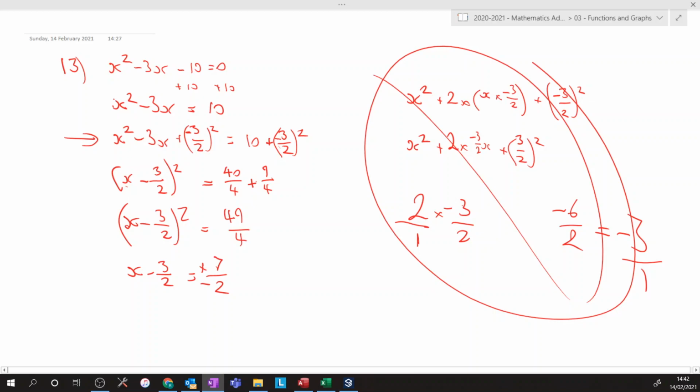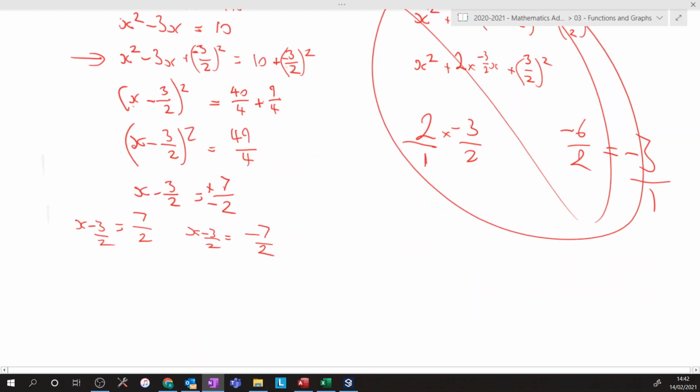Remember, this is a quadratic. Its degree is 2, which means you've got a potential for up to 2 answers. So now we do both versions. We've got x minus 3 on 2 equals 7 on 2, and x minus 3 on 2 equals minus 7 on 2. So you've got those two versions.